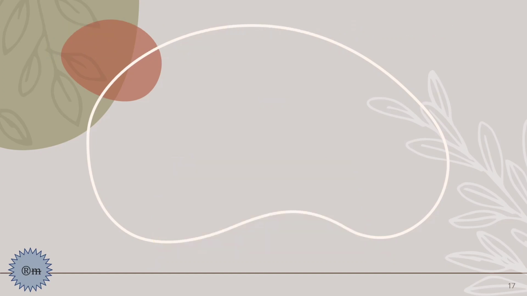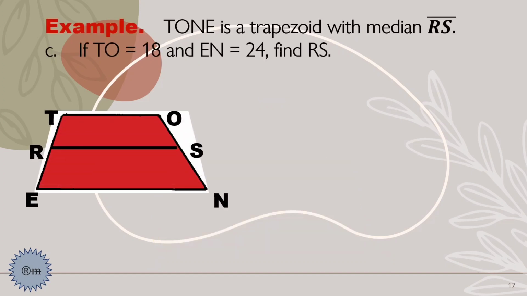Then for letter C, our problem is: if TO equals 18 and EN equals 24, find RS. So look at the figure. What is RS? Okay, very good. RS is the median. So we use median equals 1/2 quantity base sub 1 plus base sub 2.